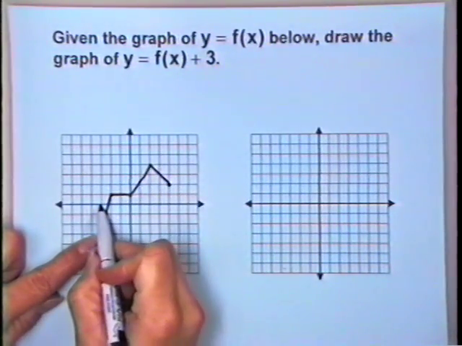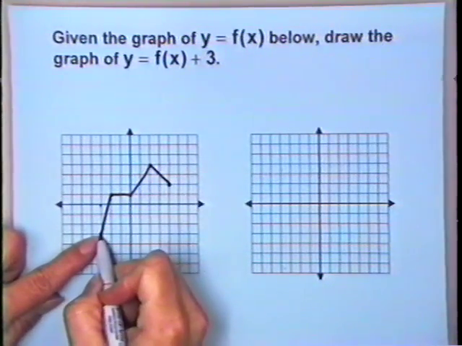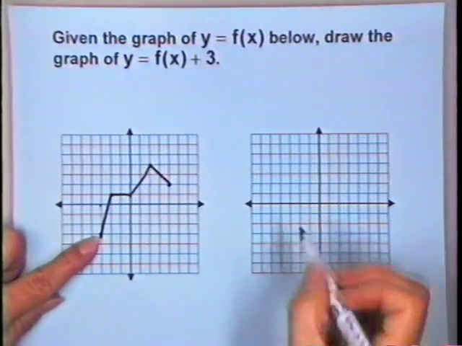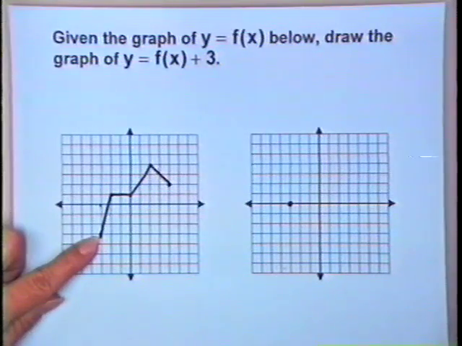My x value is -3, my y value is -3. Now if I move that point up 3 units, I'm going to be on the x-axis, aren't I? I'm going to be at -3, 0. So I'm going to put a dot right there for that point.